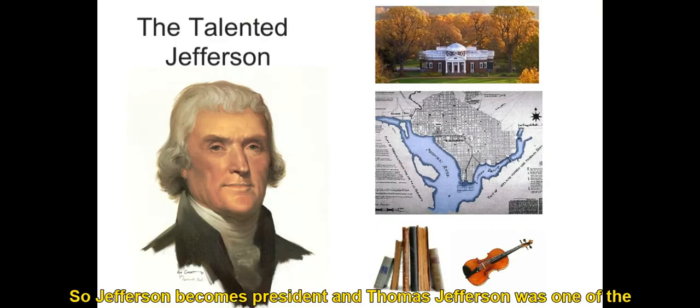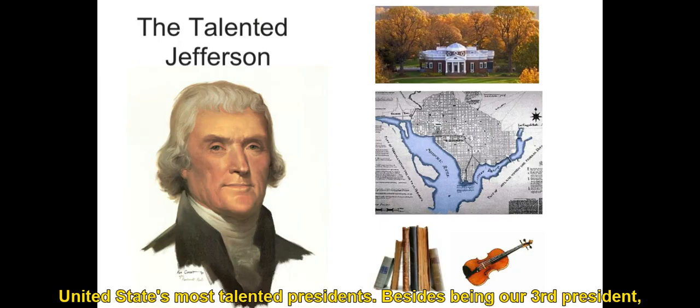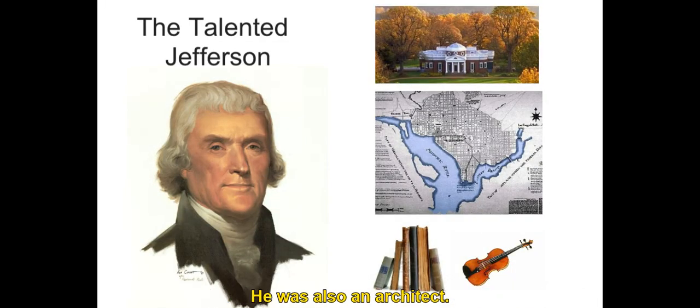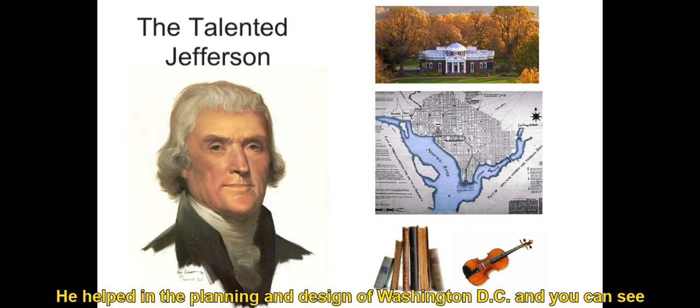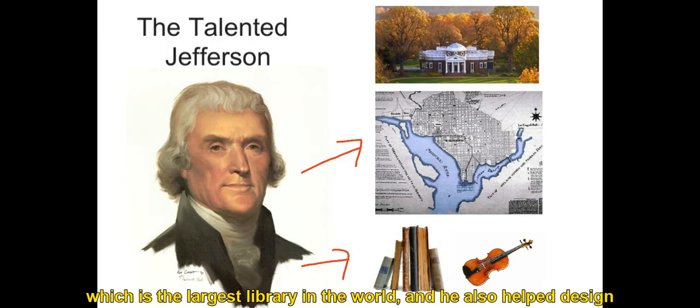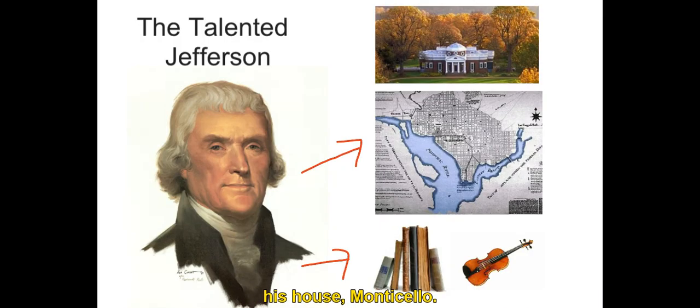So Jefferson becomes president, and Thomas Jefferson was one of the United States' most talented presidents. Besides being our third president, he was a skilled violinist, a horseman, and an amateur scientist. He was also an architect. He helped in the planning and design of Washington, D.C., and you can see that here. His books became the core of the Library of Congress, which is the largest library in the world. And he also helped design his house, Monticello.